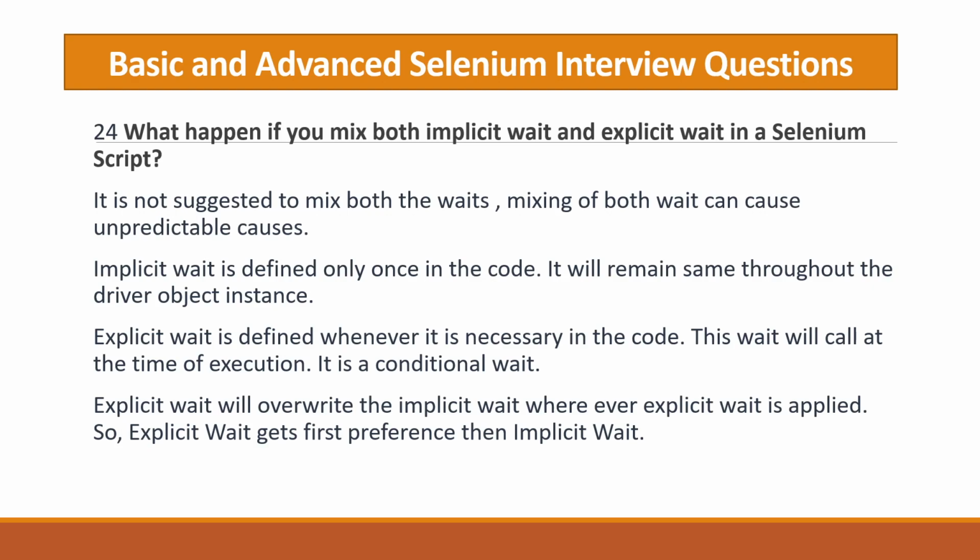Explicit wait gets first preference over implicit wait. Mostly we have to use explicit wait if we are waiting for any particular web element. If that one is also not working, we can use implicit wait throughout the whole page, so that you don't get any sync issues.